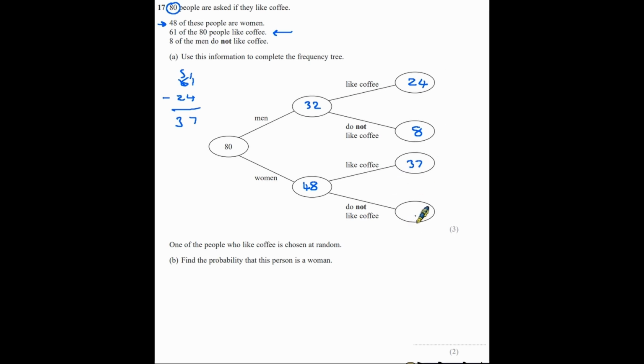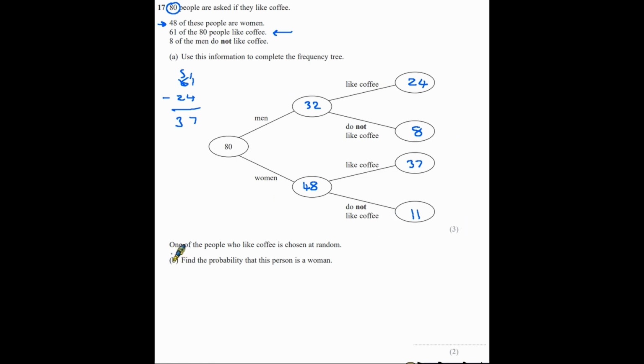We're left with just one circle incomplete. Well, there are 48 women, 37 of them like coffee, therefore 48 minus 37, 11 of them do not like coffee. That's completed the frequency tree.